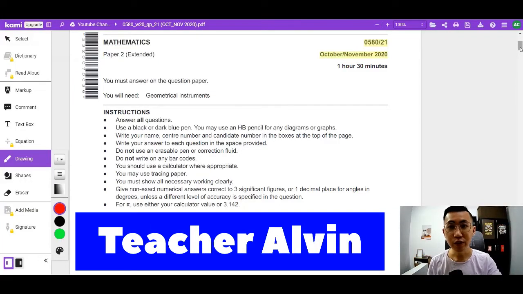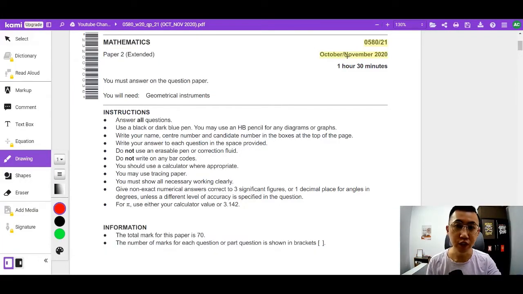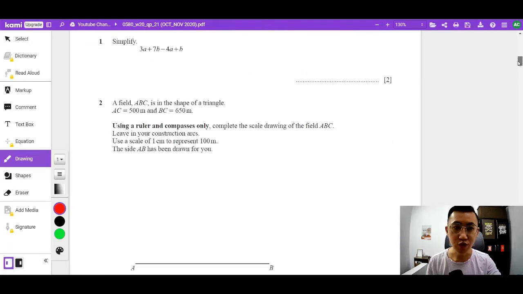Okay, hi everyone. So today I will solve October-November paper 2, variant 21. This is the year 2020 paper. Okay, so let me see what is question 1.